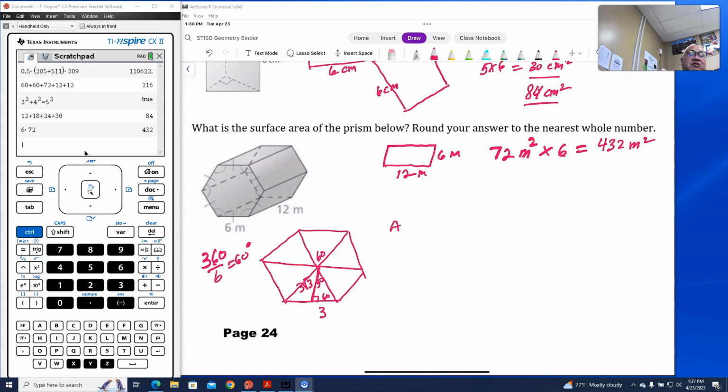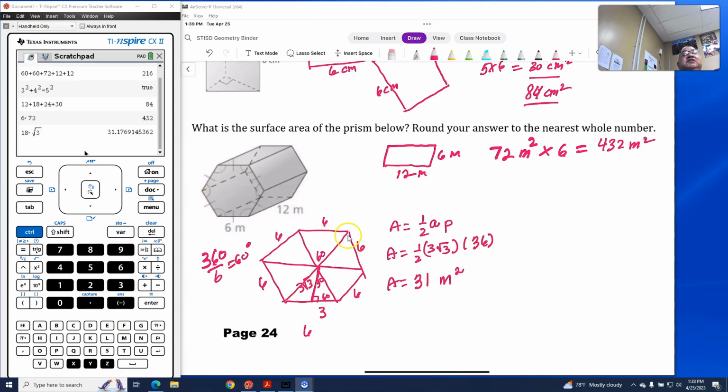And remember, to find the area, it's going to be 1/2 times the apothem times the perimeter. So area equals 1/2 times the apothem, 3 times the square root of 3. The perimeter, each of them are 6, and we do have 6 sides, so that's going to be 6 times 6, which gives you 36, and then we just have to calculate the area for that. So for the area of the hexagon, it's 31 meters squared, so I'm going to add another 31 meters squared, and that gives us 62 meters squared.